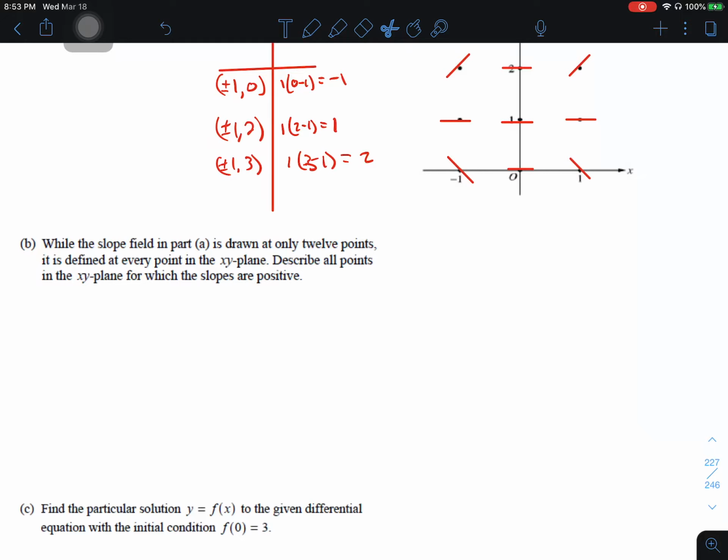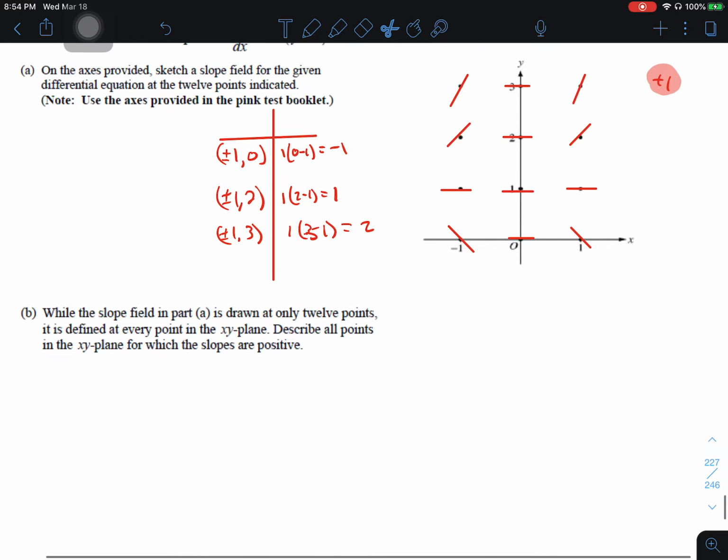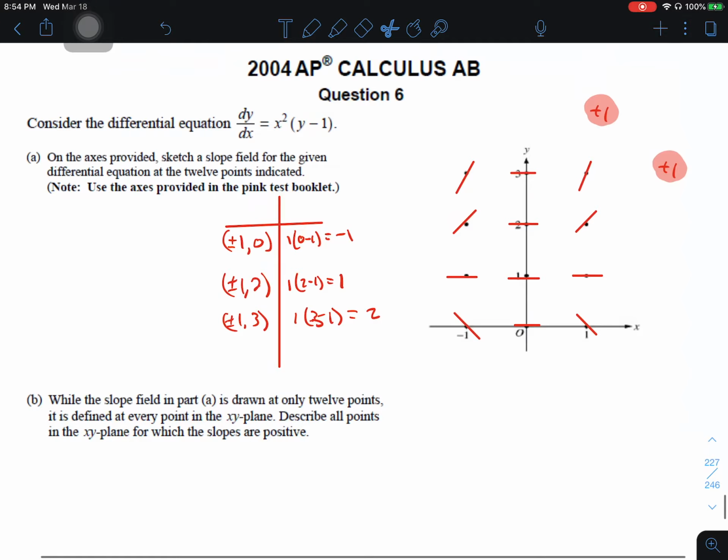Part B: while the slope field in part A is drawn at only 12 points, it is defined at every point in the xy plane. Describe all points in the xy plane for which the slopes are positive. Well, something to consider. It doesn't matter what x is as long as it's not 0, because if you square a negative, you get a positive. If you square a positive, you get a positive. So we got to make sure we establish in this answer x can be anything but 0.